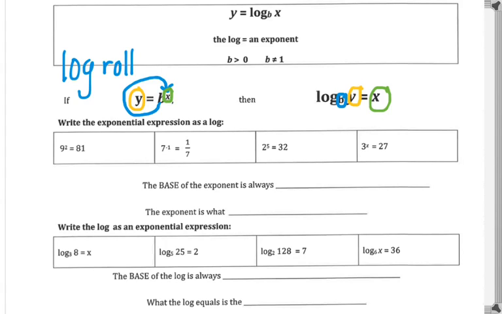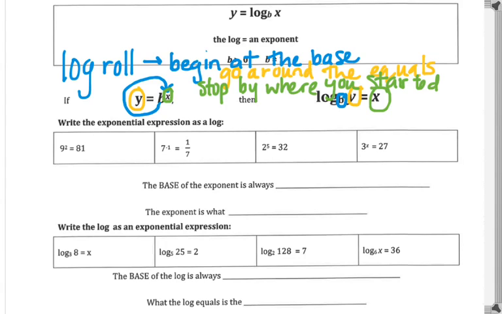So I'm going to write down those instructions so that you know how to do this in the future. So when we do the log roll, we begin at the base, we go around the equals, and we stop next to where we started. So let's see how that works in these first problems where it says to write the exponential expression as a log. We're going to begin at our base, which is 9, go around the equal sign, and land next to where we started.